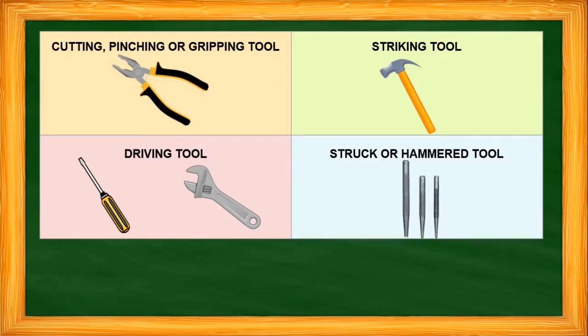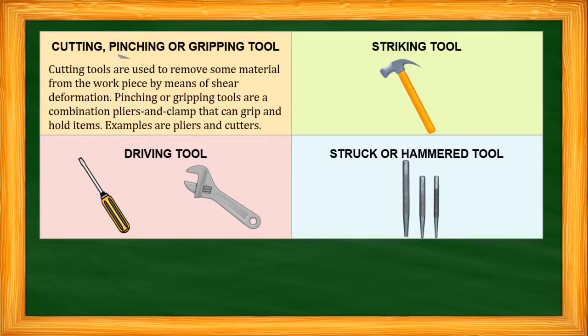When we say cutting, pinching, or gripping tool, these are the cutting tools that are used to remove some material from the workpiece by means of shear deformation. Pinching or gripping tools are a combination of pliers and clamp that can grip and hold items. Hence, the examples are the pliers and the cutters.